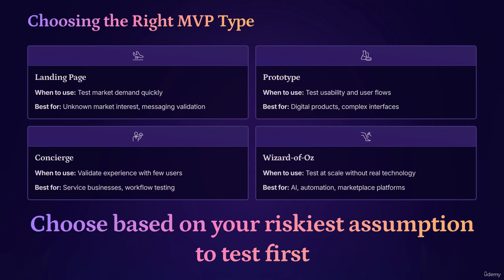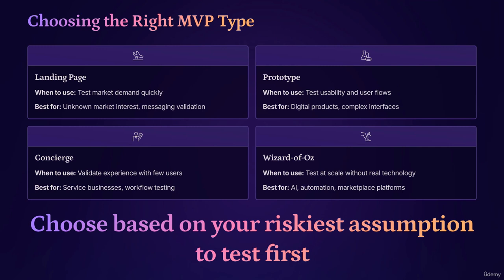The beauty of MVP thinking is that it gives founders permission to learn before they leap. It removes the illusion that you must build a perfect product before testing demand. Instead, it offers a flexible toolkit: landing pages for testing interest, prototypes for testing usability, concierge services for testing adoption, and Wizard of Oz models for testing scalable automation. The lesson is clear. Your MVP is not about impressing people, it's about answering your riskiest questions.